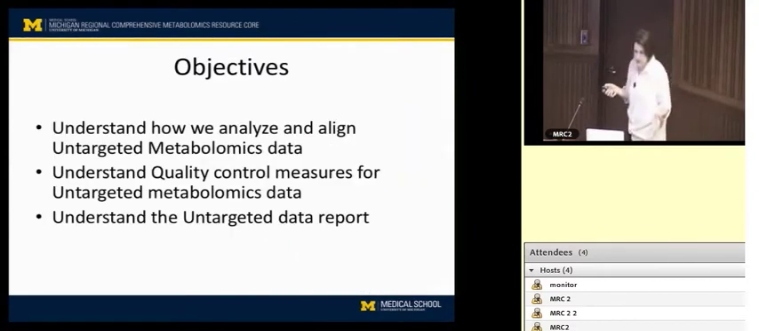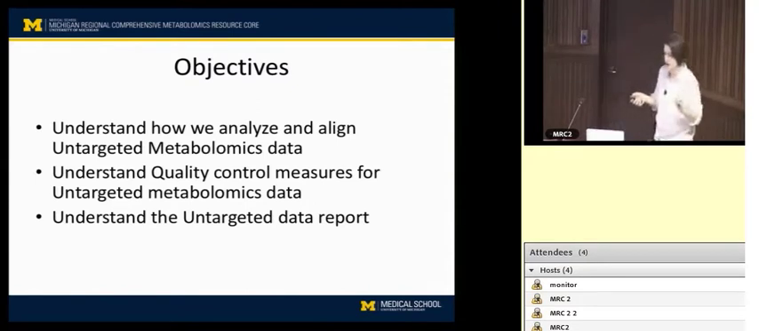So the objectives for today's talk are just to understand how we analyze and align untargeted metabolomics data, briefly some things about our quality control measures, and then understanding our untargeted data report, for those people who have received reports from us, just going over what the report looks like and what you would expect from an untargeted metabolomics report.